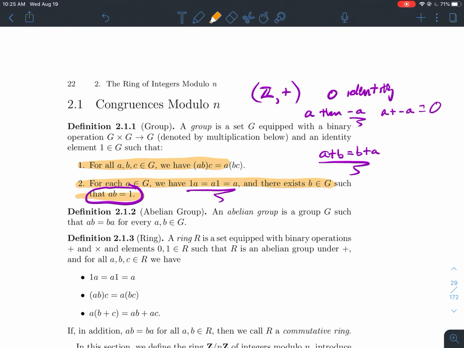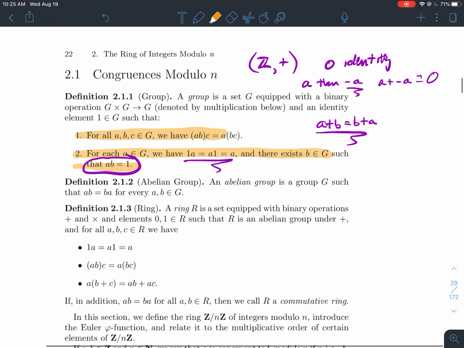Now, what if I added another operation to the set? Then we'll get a ring. The second operation that I add to the set has to satisfy some properties as well. So a ring is a set R with two operations. We'll denote them by plus and times. And again, the integers are kind of our poster child for what a ring should be. It should have two elements, 0 and 1, which, as you probably guess, serve as an additive identity and a multiplicative identity, such that the following things should happen.